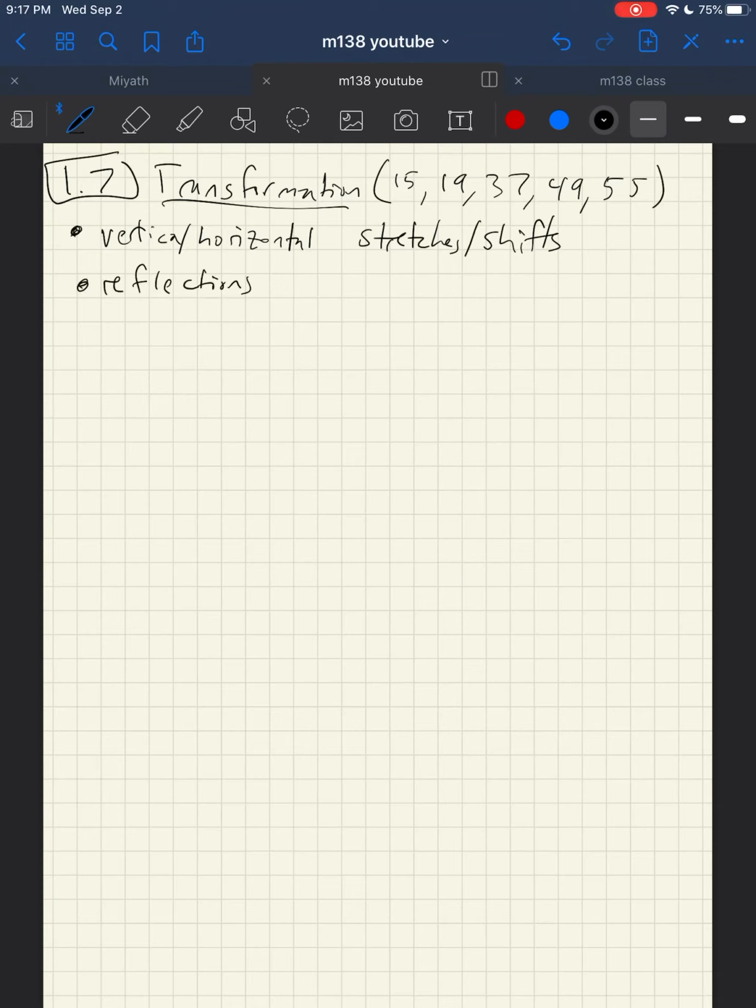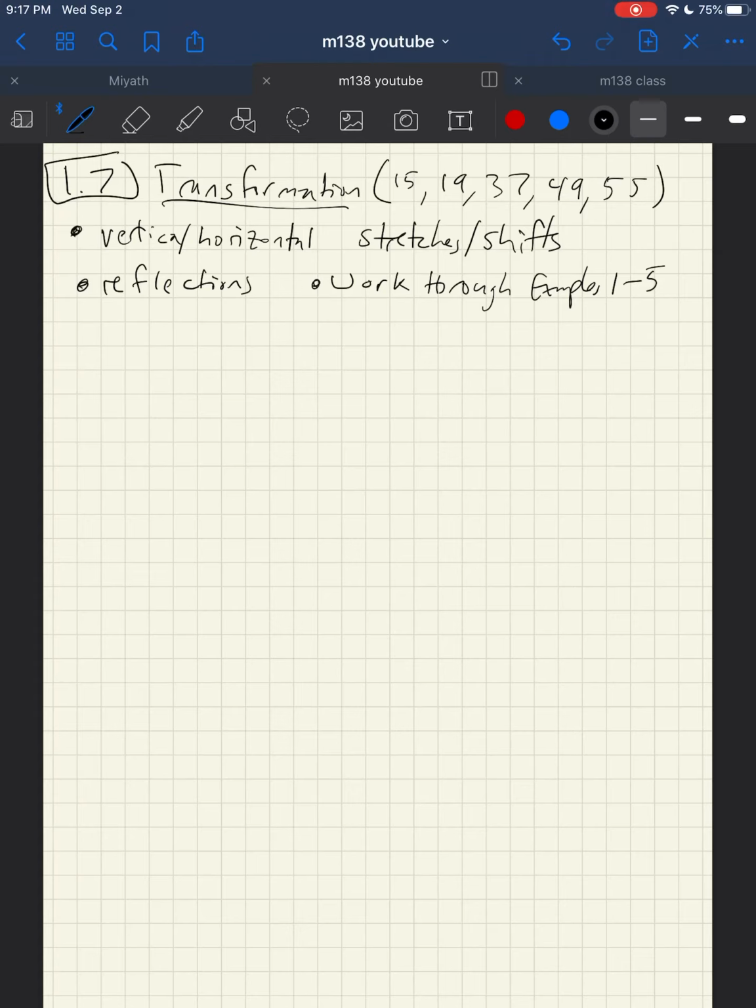I'd like for you to work through examples 1 through 5. Okay, so I'm just going to start with a big, nasty table of transformations.